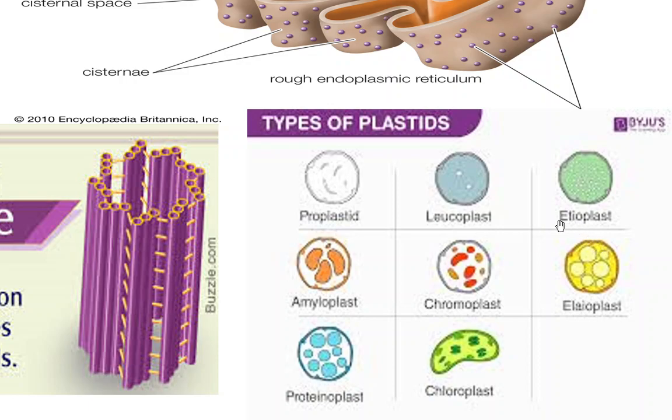We have etioplast, etio means earlier. We have amyloplast, amylo means starch, that's responsible for storage of starch. We have chromoplast for production of several colors. We have elaioplast for storage of fat, elaio means fat. We have proteinoplast, which is responsible for storage of protein. We have chloroplast, which is responsible for the green nature of plant and also responsible for photosynthesis.